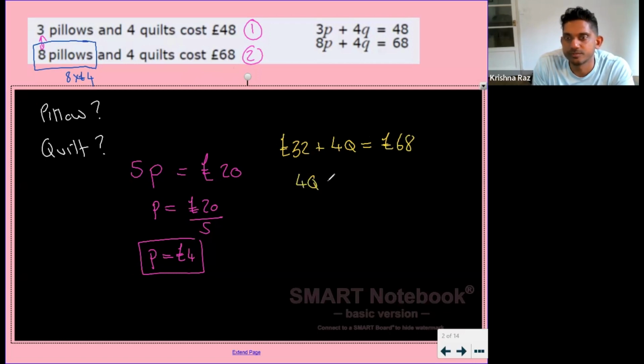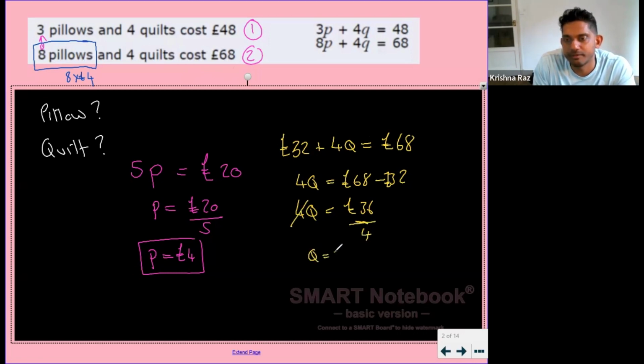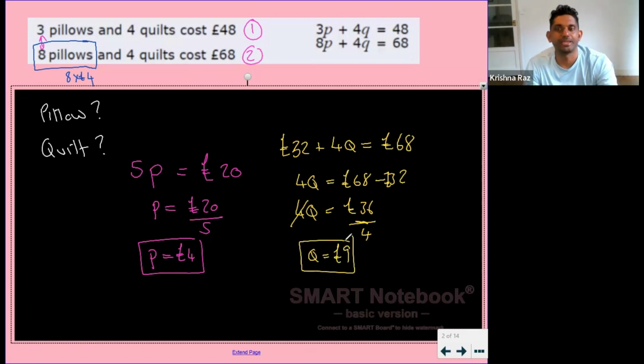So the 4 quilts must have been 68 take away 32, which is, that's right, 36. So 4 quilts cost me £36. A quilt must be £9. So that is the basic principle of simultaneous equations.